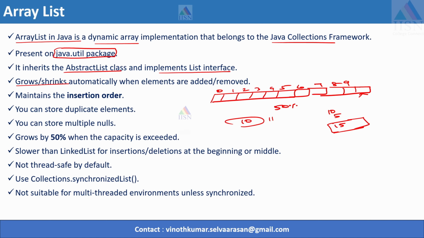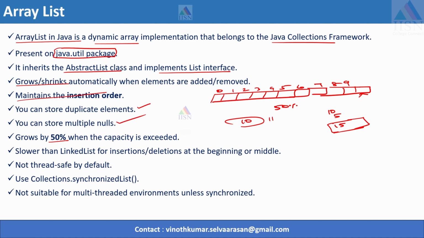But the best advice is, while creating an ArrayList, you can mention the size at that time itself, how much array size is required. It maintains the insertion order and allows storing duplicate elements. It also allows storing null values, multiple null values. As I already told, 50% of the size capacity is increased.